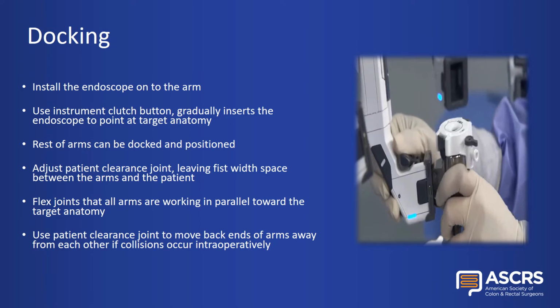The rest of the arms can be docked and positioned. Adjust the patient clearance joint, leaving a fist width of space between the arms and the patient. Flex joints so that all arms are working in parallel toward the target anatomy. Use the patient clearance joint to move the back end of the arms away from each other if collision occurs intraoperatively.